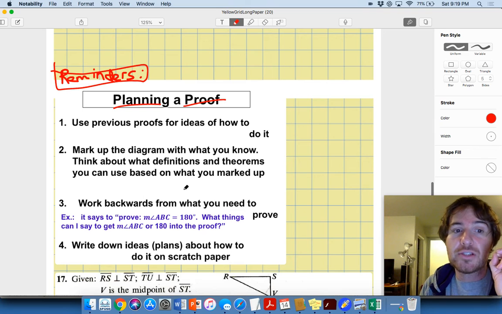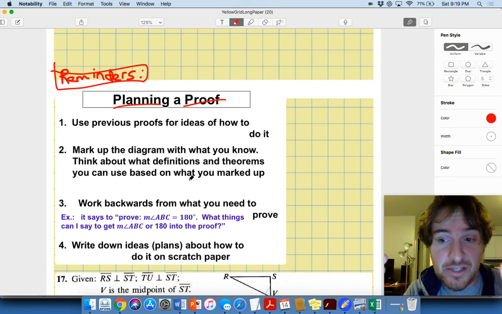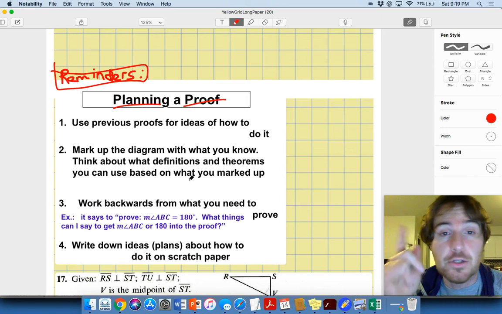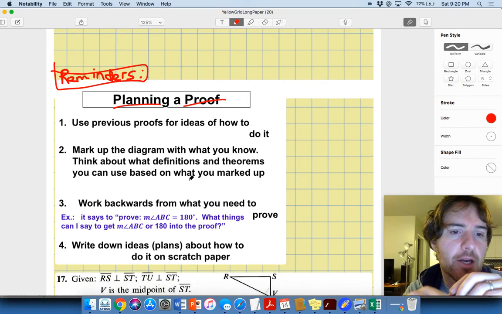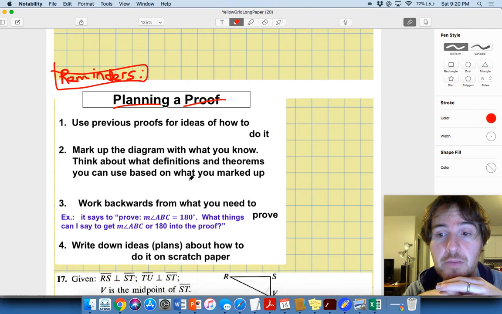Think about what definitions and theorems you can use based on what you marked up. What are the things that I marked up that I know? What's that going to lead me to, in order to prove what I'm trying to prove in this little puzzle that we have here? Proofs are just puzzles, puzzles of justification.